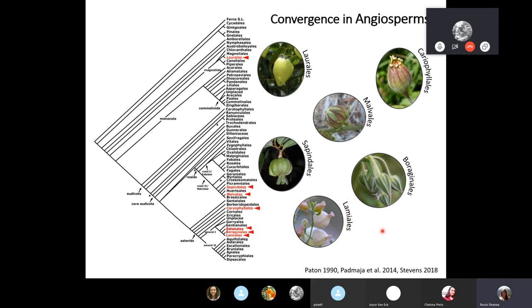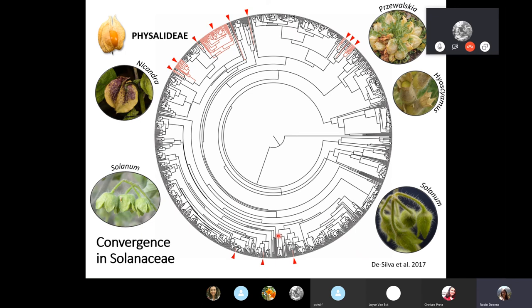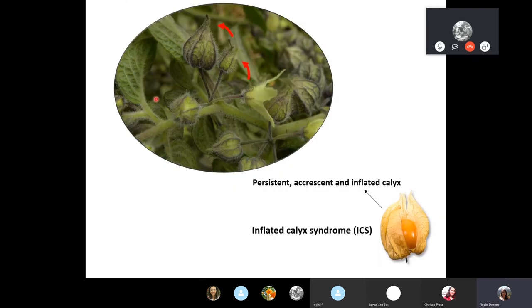So this happens in several families and orders within the angiosperms, but even within Solanaceae, there are 19 genera that show the inflated calyx syndrome, or at least some kind of accrescent calyx that surrounds entirely the fruit. This indicates at least 20 independent origins for this trait, which is found in several species of this giant genus Solanum, and also for the tribe Iochroma, but most of the species with inflated calyx are within the Physaloideae tribe.